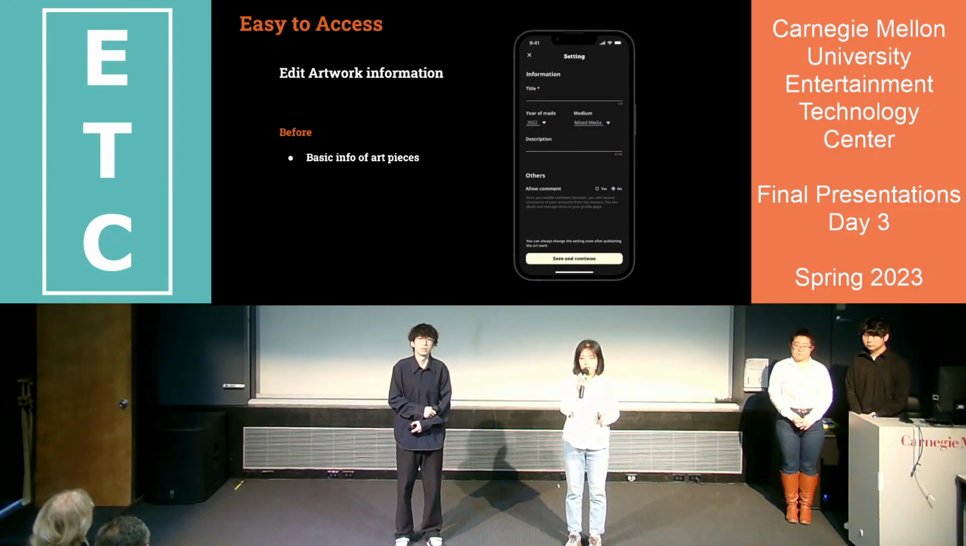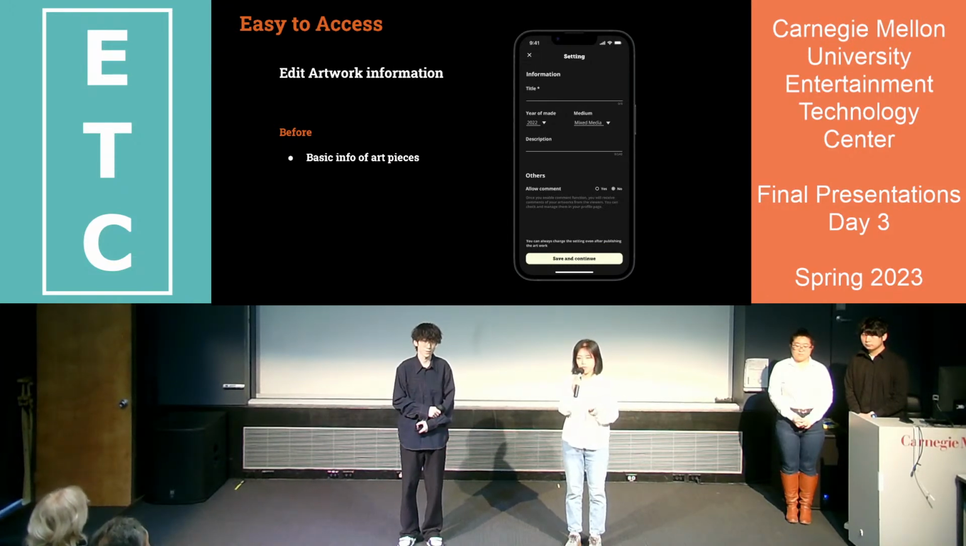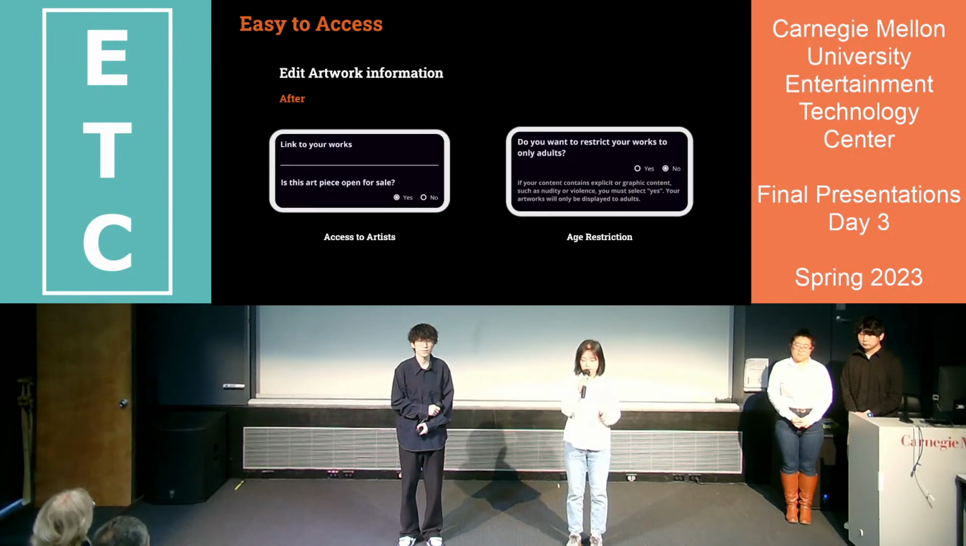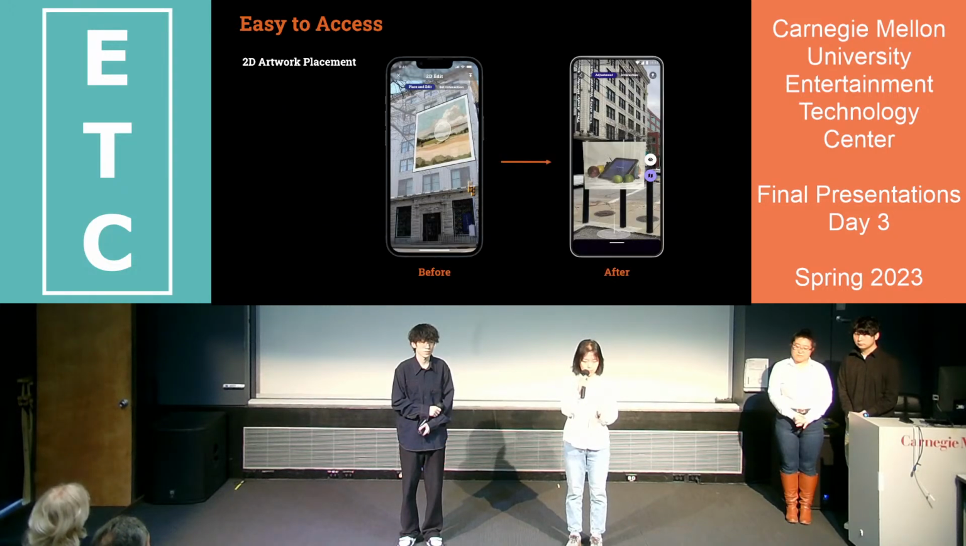We just mentioned the artists are looking for opportunities to bring their work to the public. So we have this information panel designed for them. This is our previous design, and they could only showcase basic information about the art pieces. But now we are allowing them to insert a link to their art pieces or even their portfolio website, and let them decide if they want to open their artworks for sale. We also added an age restriction function. With all of this, we would like to help them access each other more efficiently and properly.